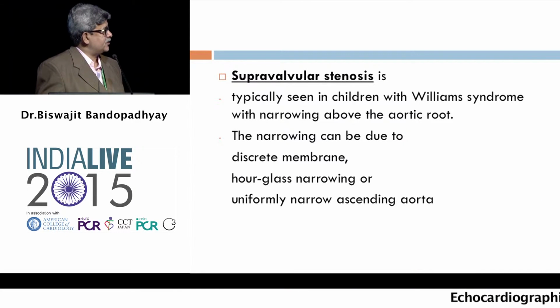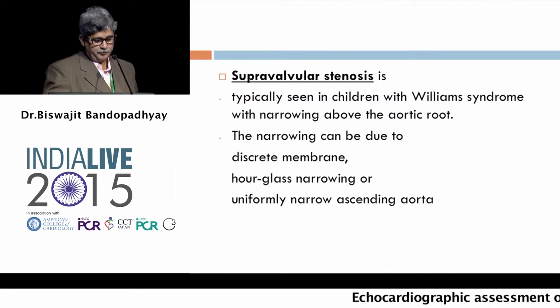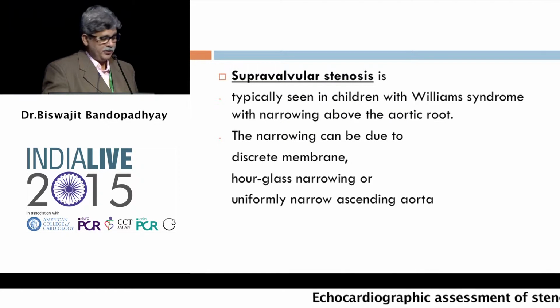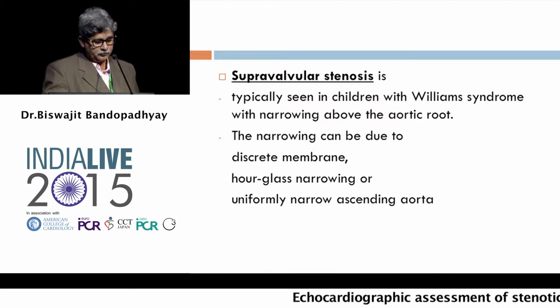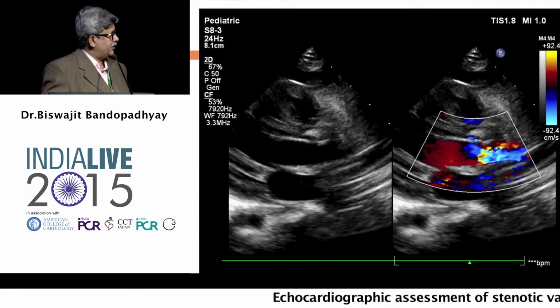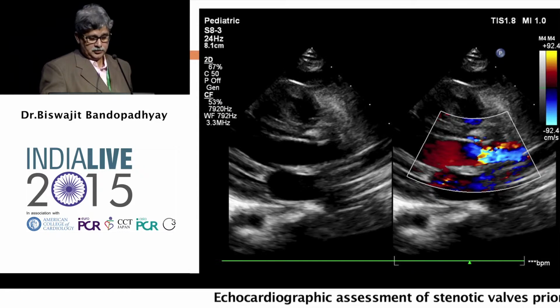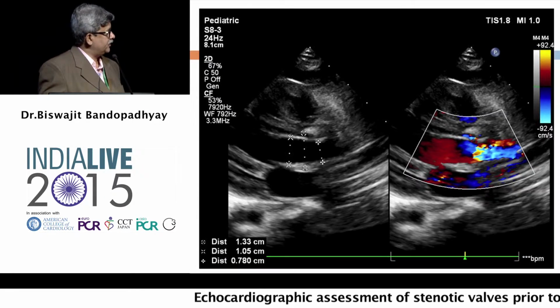Supravalvular stenosis is also a subset of patients which cannot be dealt with by balloon angioplasty, and it is typically seen in children with Williams syndrome, with narrowing above the aortic root. The narrowing can be due to a discrete membrane, hourglass narrowing, or a uniformly narrow ascending aorta. So that's the aortic valve, and we can find the supravalvular narrowing in this particular area. That's how you measure the whole thing. This is the valve root, and this is the supravalvular area.